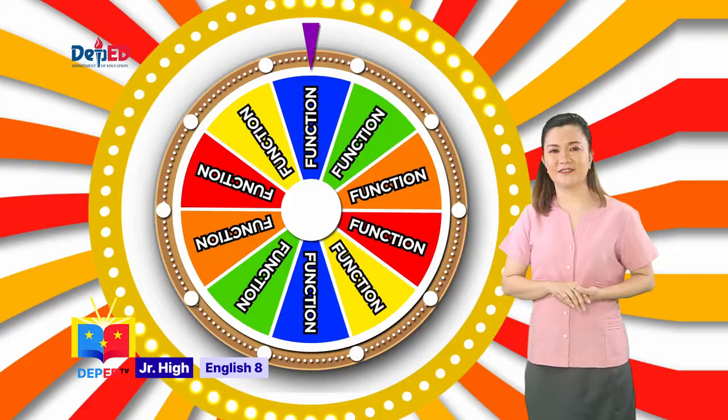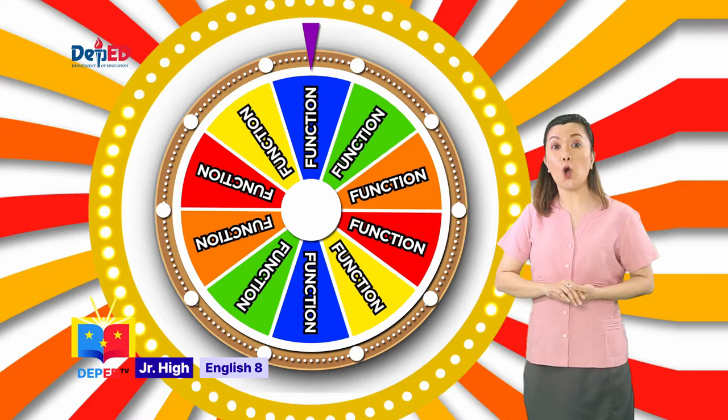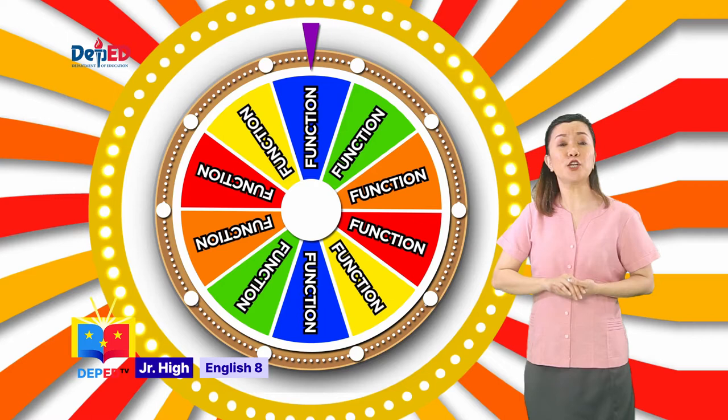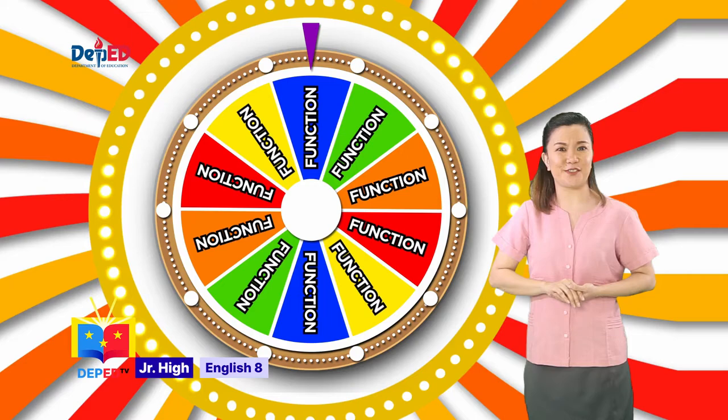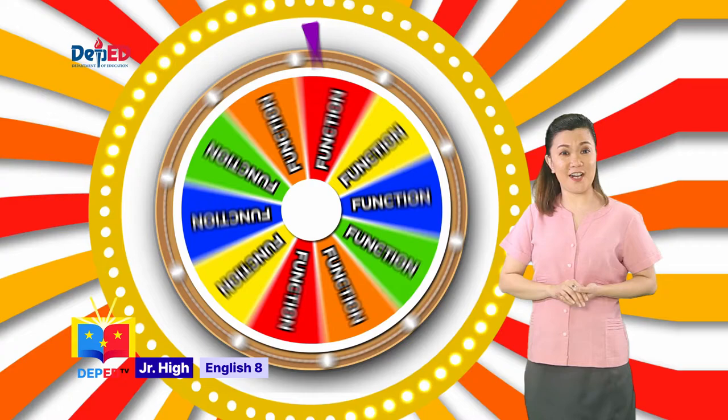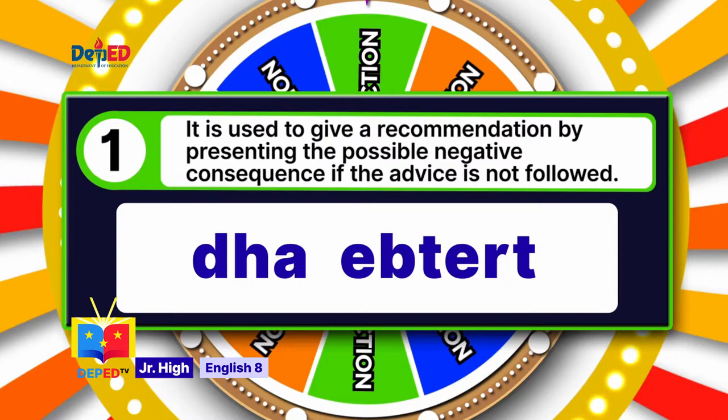I'm going to spin the wheel where the function of the modal is indicated, and you will rearrange the letters to form the modal that it refers to. You are given 3 seconds to answer. Ready? Let's spin the wheel. Number 1. It is used to give a recommendation by presenting the possible negative consequence if the advice is not followed. The answer is had better.